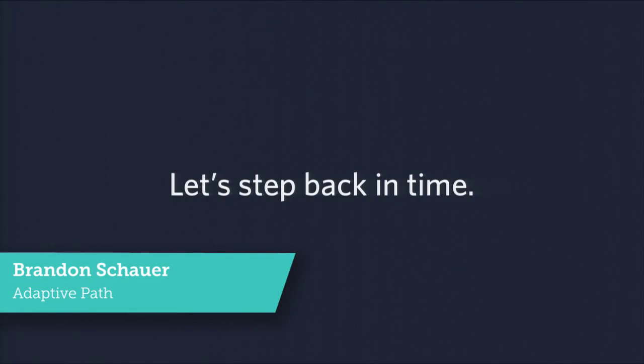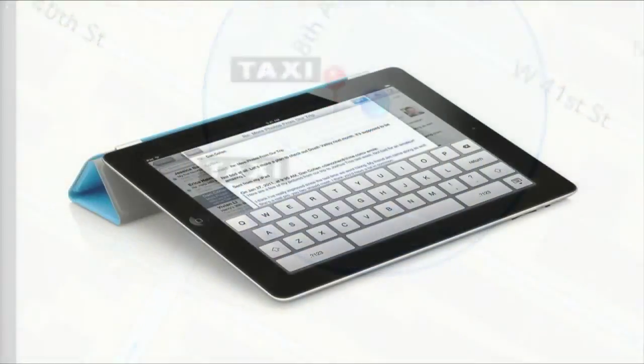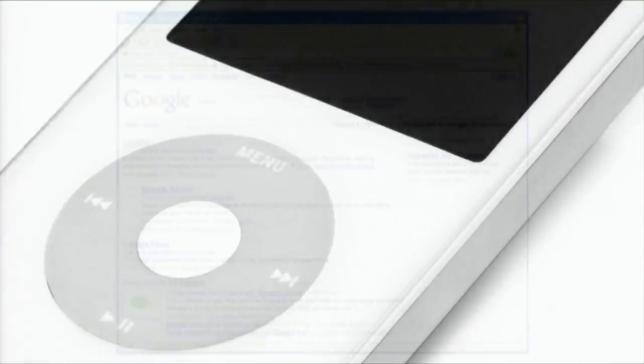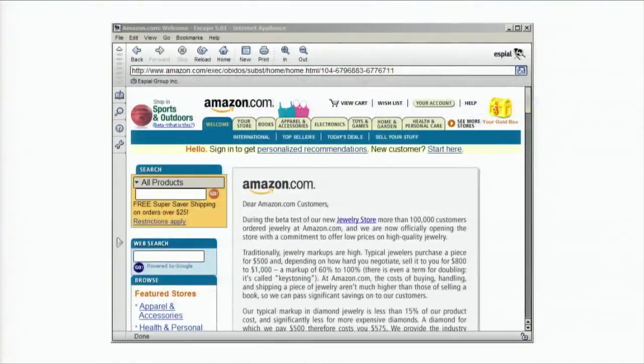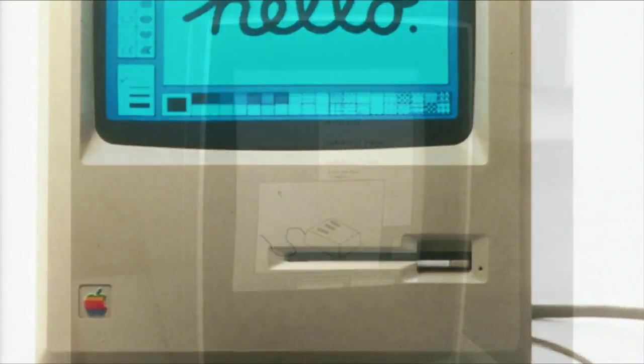So let's step back in time a little bit. We'll start with the very near term. Let's go backwards. You may remember some of these things. You may have worked on some of these things. There's that AOL thing.